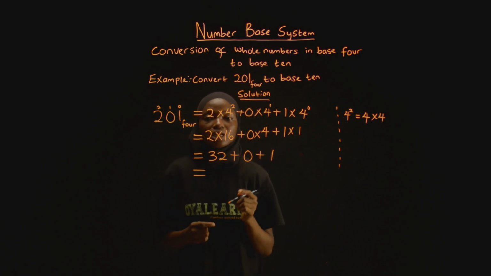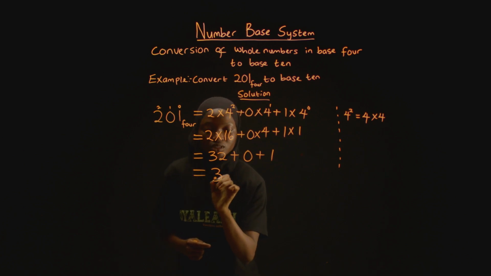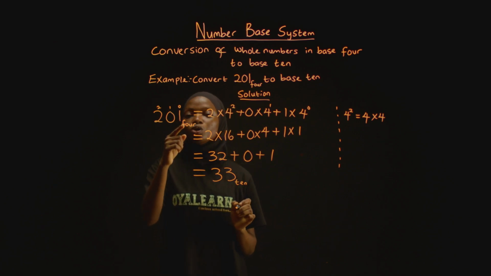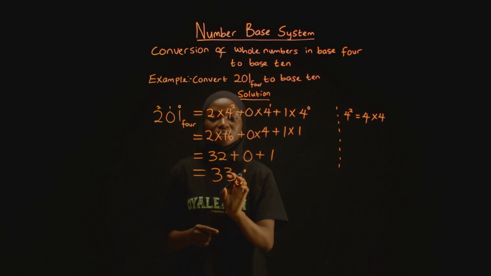32 plus 0, that's 32, plus 1, we have 33. And by doing that, we've converted 201 base 4 to base 10, which gives us 33 in base 10.